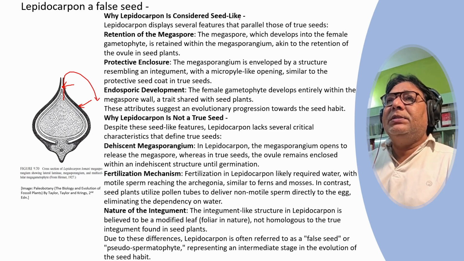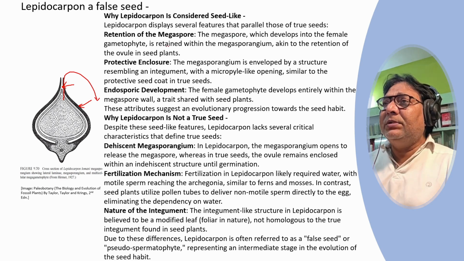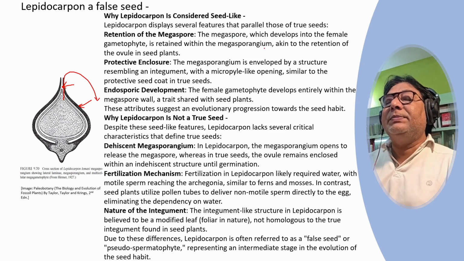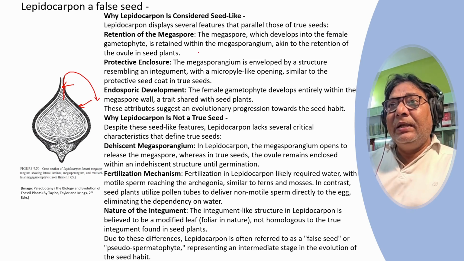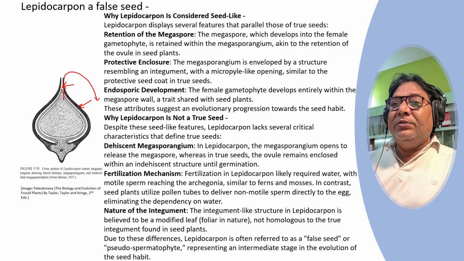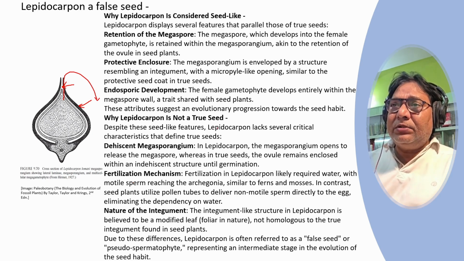Lepidocarpon is considered seed-like. Why? Retention of megaspore. The megaspore, which develops into the female gametophyte, is retained within the megasporangium. Here they are saying that it is retained, but in contradiction, when they consider it as not a true seed, they will say it is not retained.